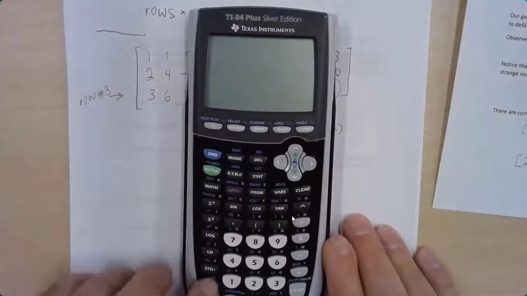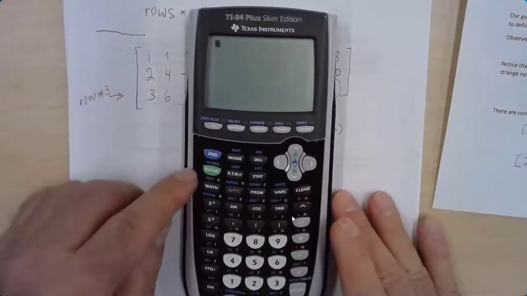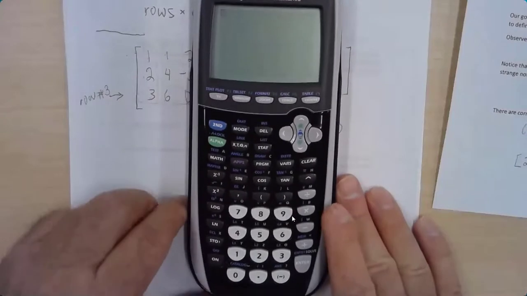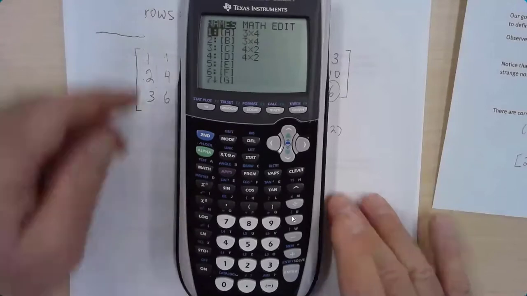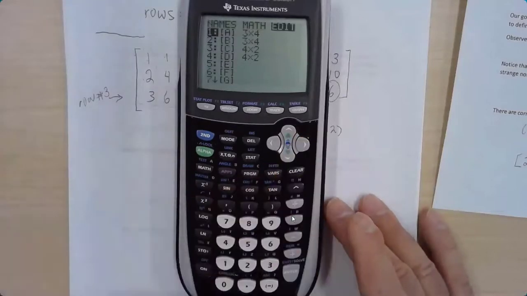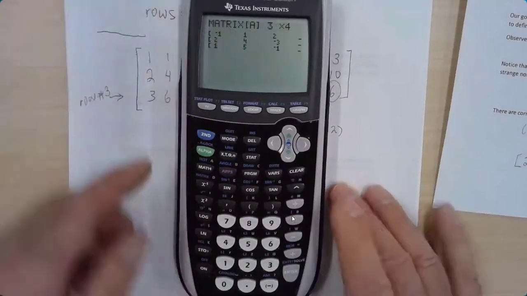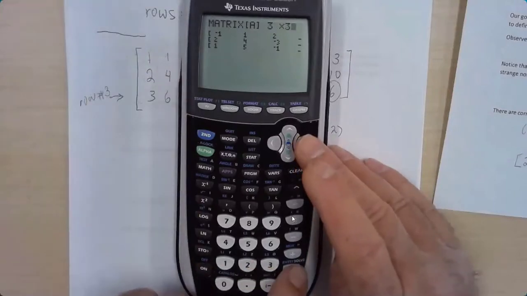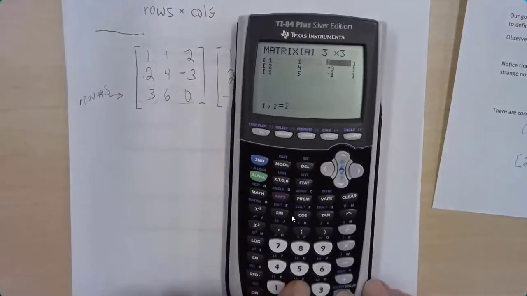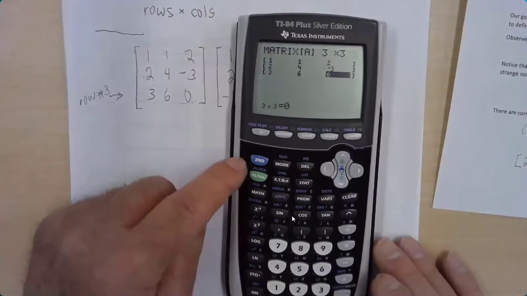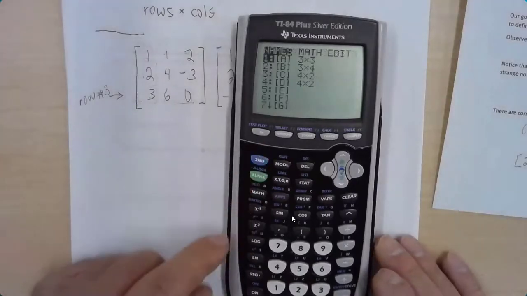Okay, let's see if we could do this with a calculator then. And so what I'm going to do is I'm going to the matrix menu here, second matrix, and I'm going to edit matrix A. And I want a 3 by 3 matrix. And I'm going to put in 1, 1, 2, 2, 4, minus 3, 3, 6, 0. So that's matrix A.